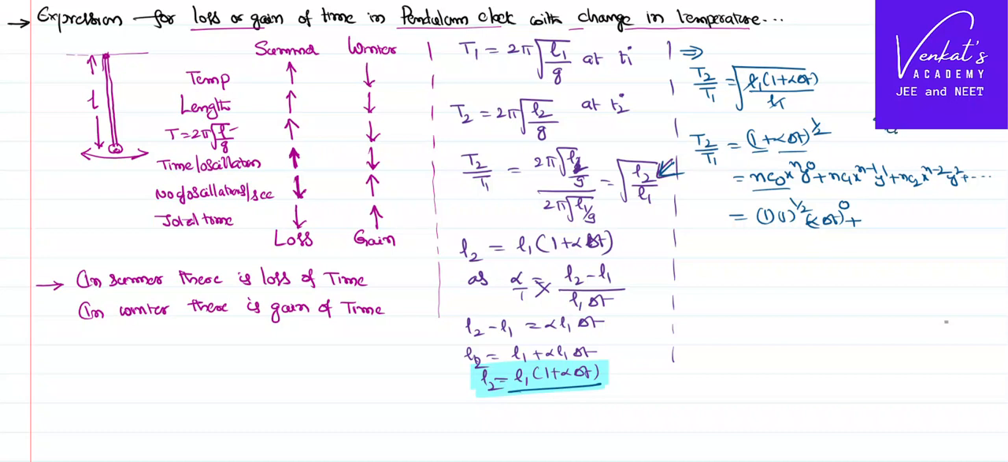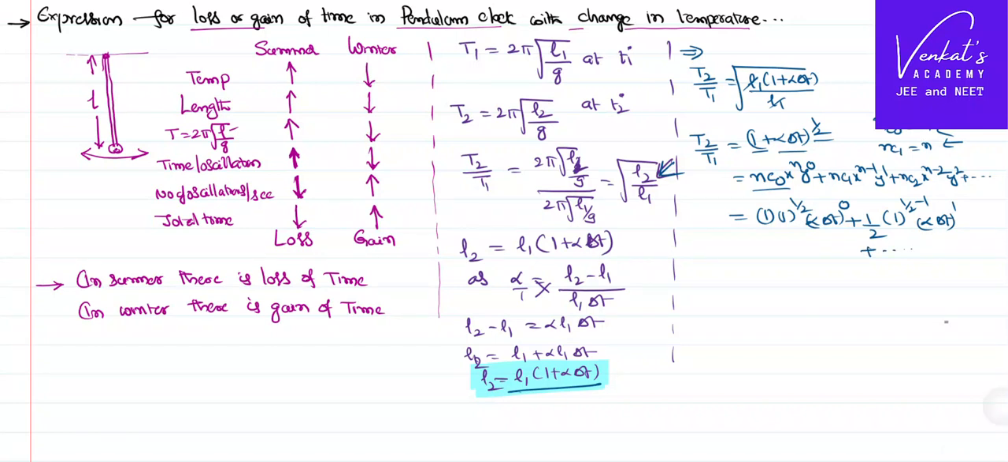nC0 is 1, nC1 is n. These are the basics of binomial expansion. nC1 means n, that is equal to half. X power n minus 1 means 1 power (1 by 2 minus 1). Y power 1 is alpha delta t whole power 1.